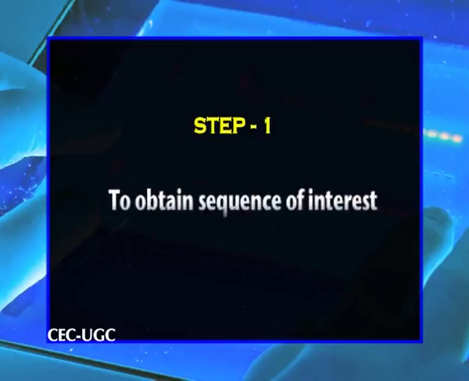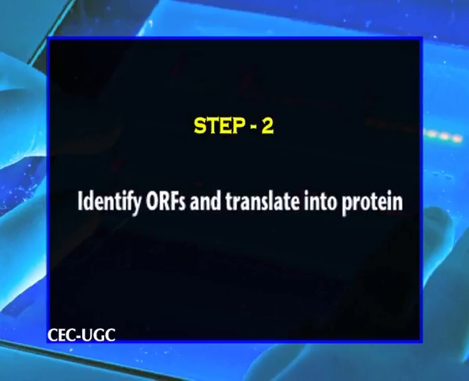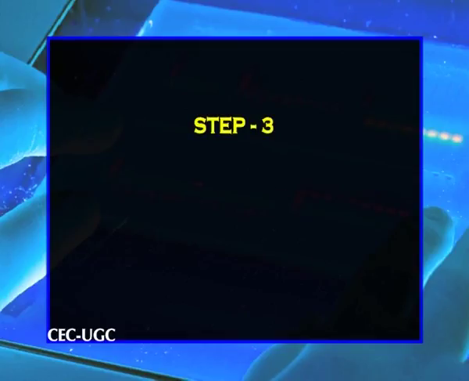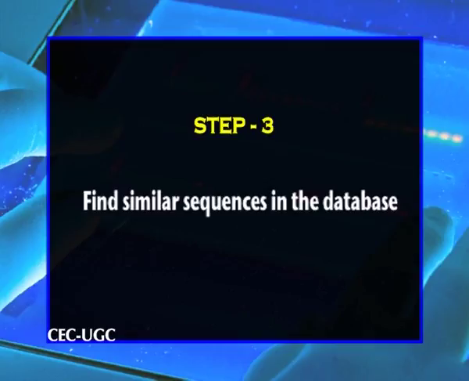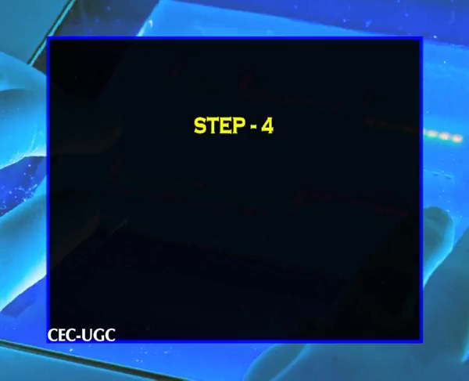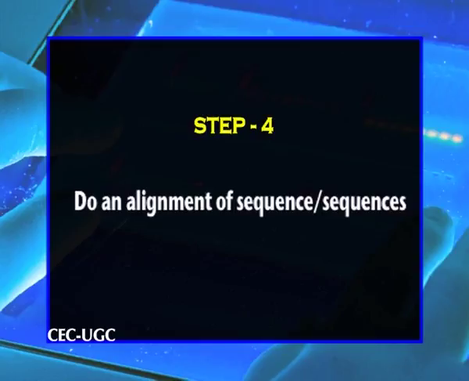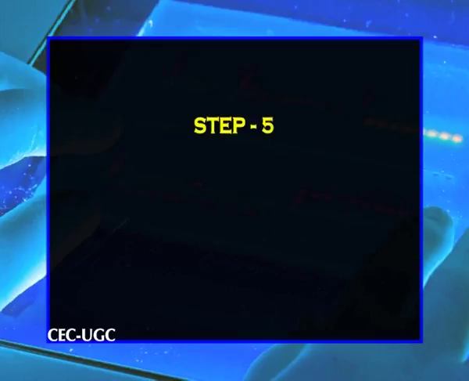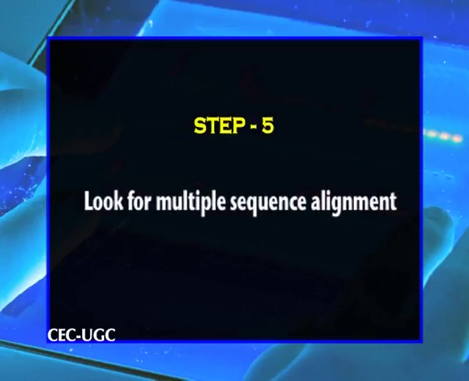The stepwise sequence analysis can be performed using tools that are available on the web. Step first, obtain a sequence of interest. If you already have a sequence of interest, you can proceed to step second. In step second, identify ORFs and translate them into protein. In step third, find similar sequences in the database. In step 4, do an alignment of sequence or sequences. In step 5, look for multiple sequence alignment.